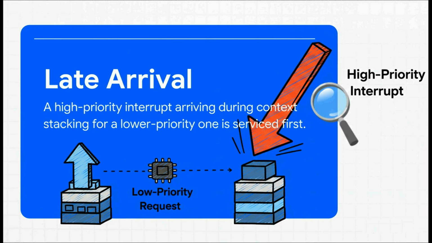And even cooler than that is late arrival. Picture this, a low-priority interrupt happens, and the CPU starts stacking its registers to get ready. But right in the middle of that process, a super urgent, high-priority interrupt comes in. The hardware is smart enough to see this happen. It finishes the current stacking operation, but then, instead of fetching the code for the low-priority handler, it grabs the handler for the high-priority one instead. It ensures the most critical task always gets handled first, with zero extra delay.